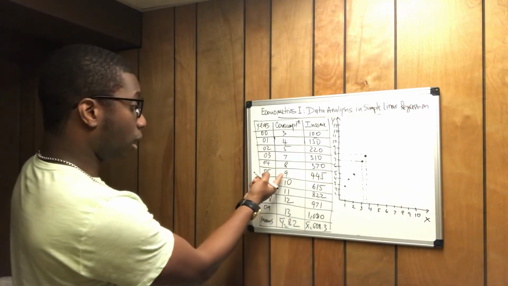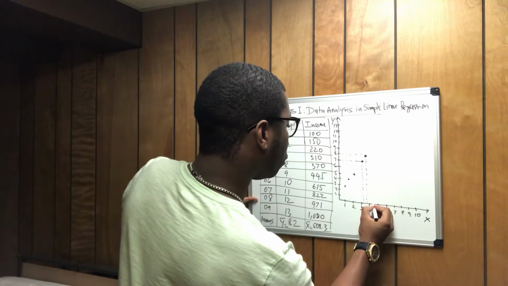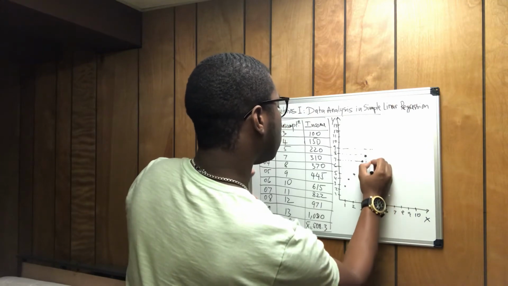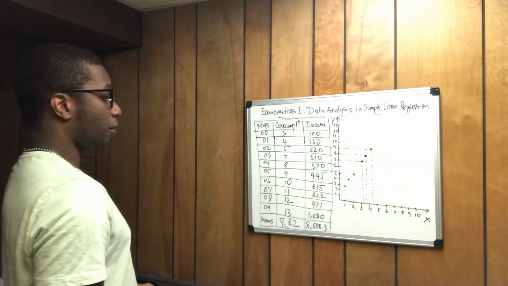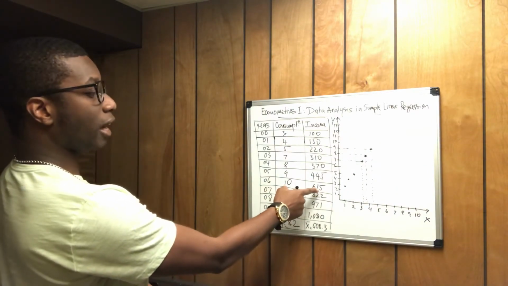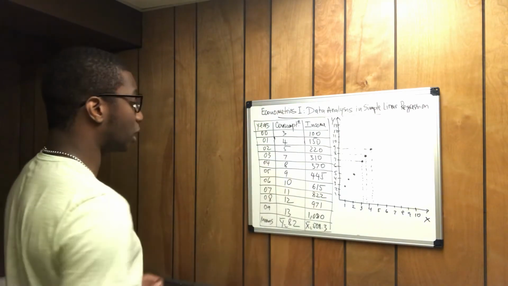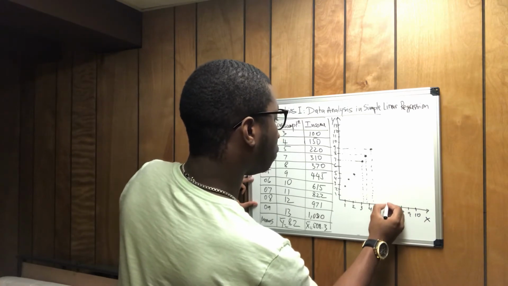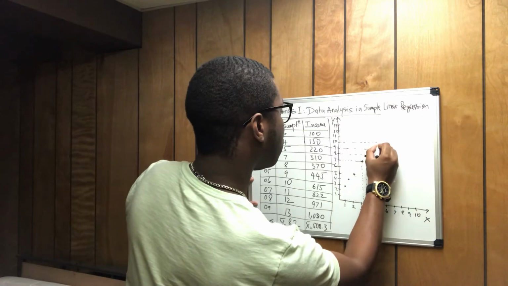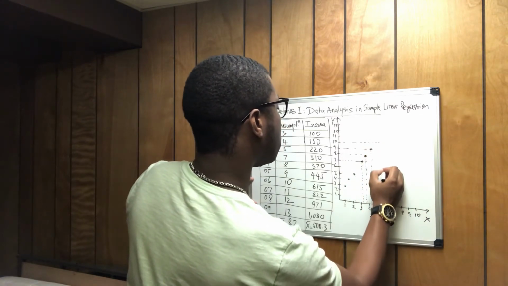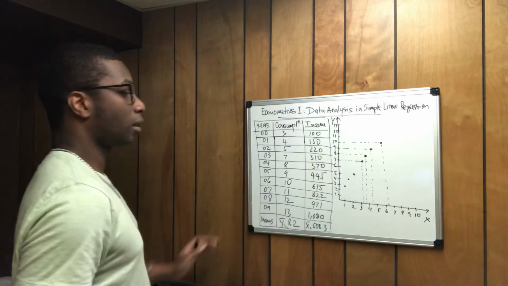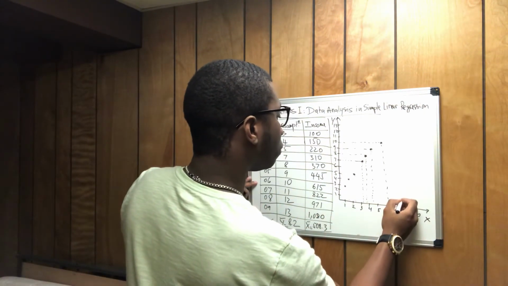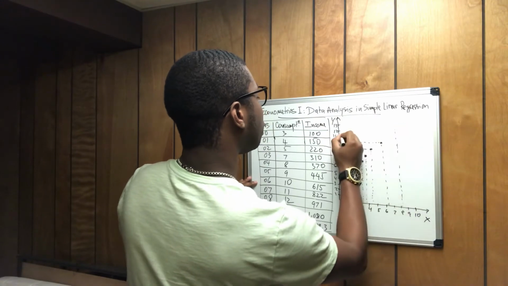For 445, we have 9%. So for 445, somewhere here, we have 9. Go here, put it here. For someone who makes $615, he consumes, let's say, 10%. So 615, consumes 10%. So we come in here. For someone who makes 822, consumes 11. 822, we come up here. Come to 11.